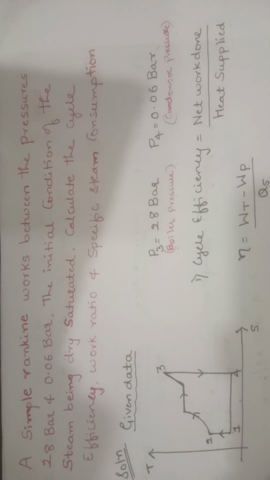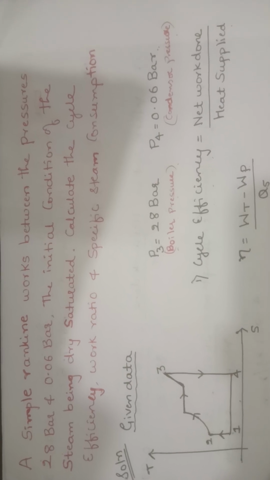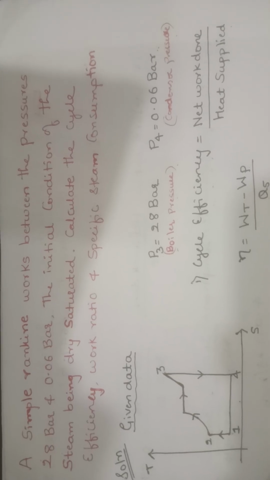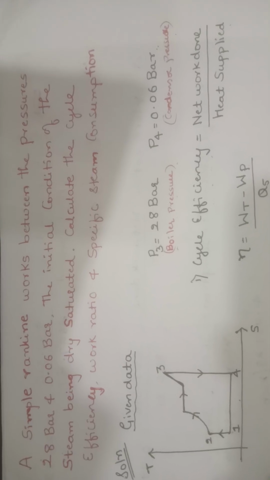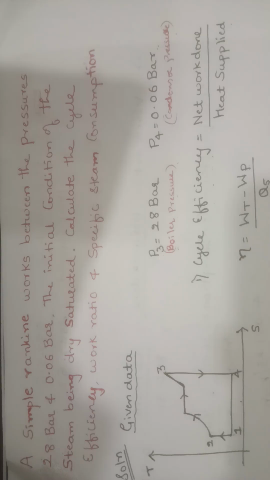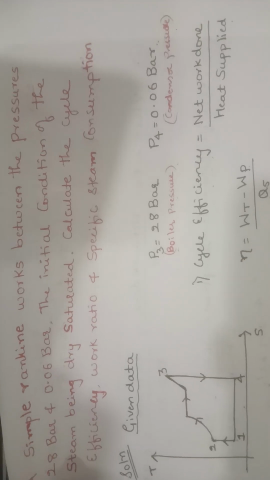Second, it is asked to calculate the work ratio. Work ratio is calculated by the formula net work done divided by turbine work. And the third one is the specific steam consumption, which is given by the formula 3600 divided by net work done. Net work done, we already know, is the work done by the turbine minus work done by the pump. So now let us first calculate the work done by the turbine.